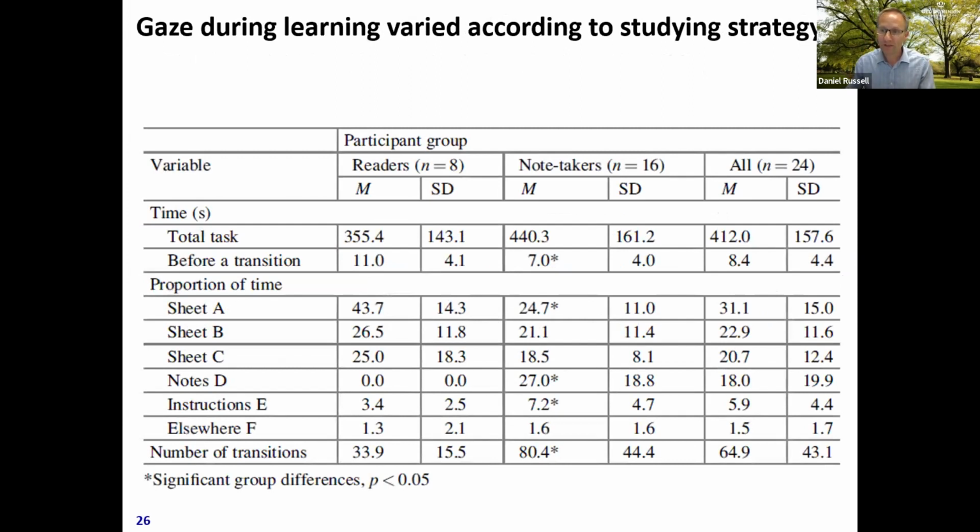And you can look at some fairly obvious measures. We can ask, what is the total task time? People take the full time or less. How long did they look at an object before transitioning? And what was the proportion of time they spent looking at the different things, so the sheets, instructions, elsewhere, and then counting up the number of transitions that they made.